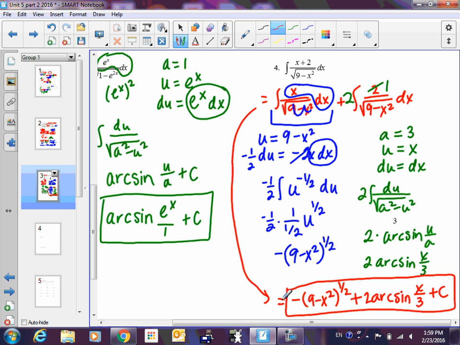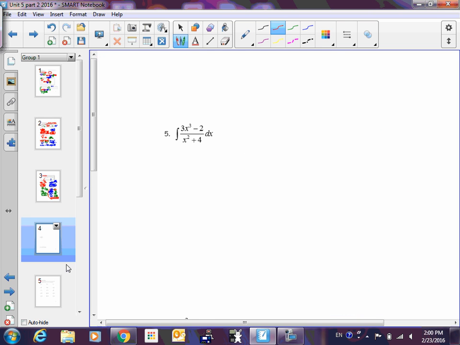All right, so separating the numerator. That's something that we can do, and then it puts it into 2 integrals, and usually one of them is going to be like normal u substitution. One of them might be natural log or arcsine or arctan or something like that. Okay, let's look at the next problem. Number 5.